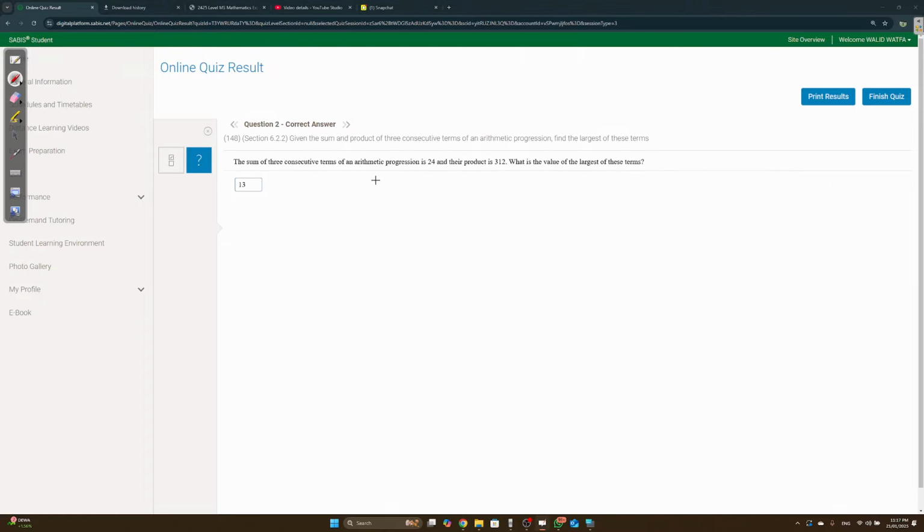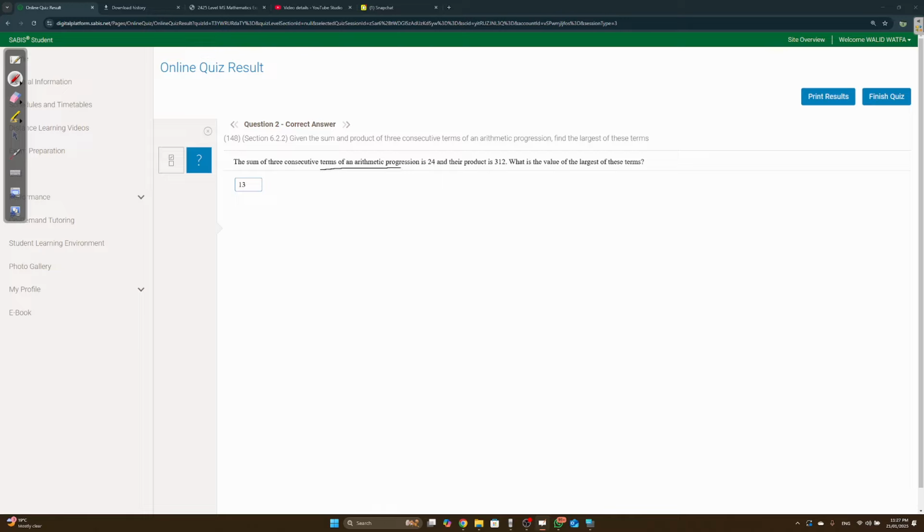Question 2. The sum of 3 consecutive terms of an arithmetic progression is 24, and their product is 312. What is the value of the largest of these 3 terms? Okay, this question is actually a very nice question. It needs a bit of thinking, but after I think 10 minutes of solving, I finally figured it out.